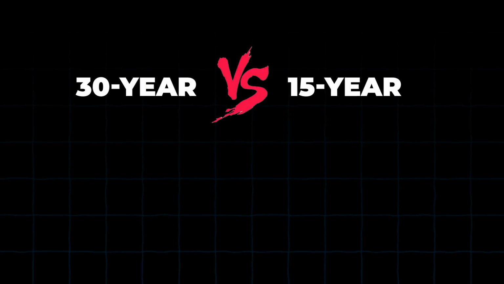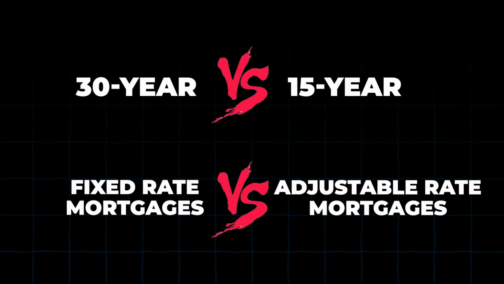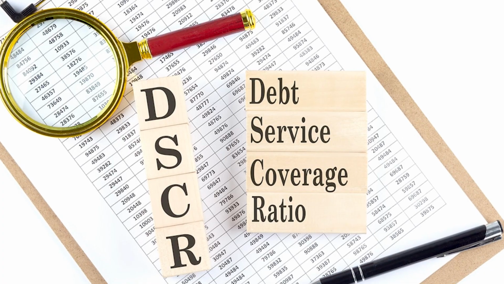Caeli, tell us about fitting the right mortgage type to the borrower. And of course, there are so many types. There's 30-year versus 15-year, fixed rate mortgages versus adjustable rate mortgages, interest onlys, DSCR loans like you touched on. So just tell us about getting that right fit for that individual borrower.